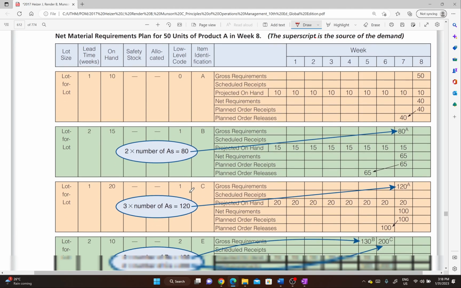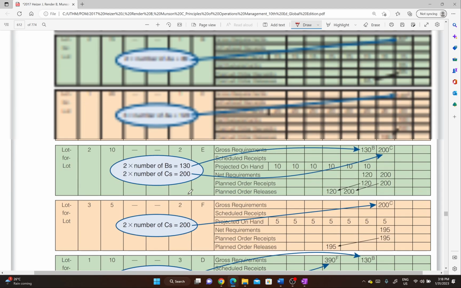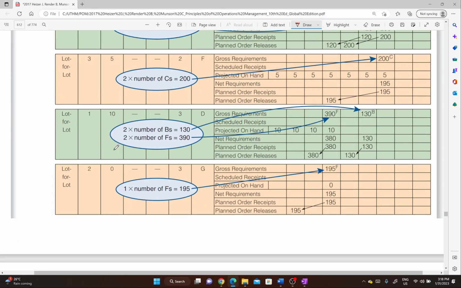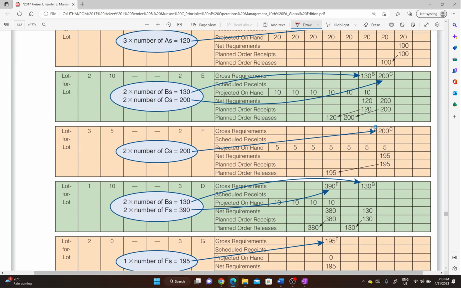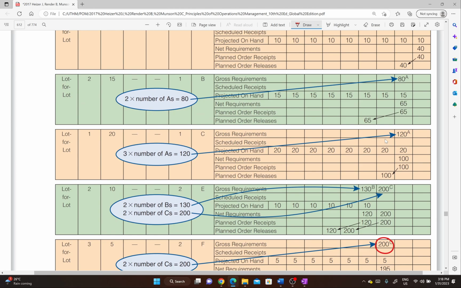Sometimes the question may ask you to just write this table. Okay, you need not start from the very beginning until the end. Maybe the question may ask you somewhere here, so you need to know how much your gross requirement is based on the previous parents. Okay, we call it parents.